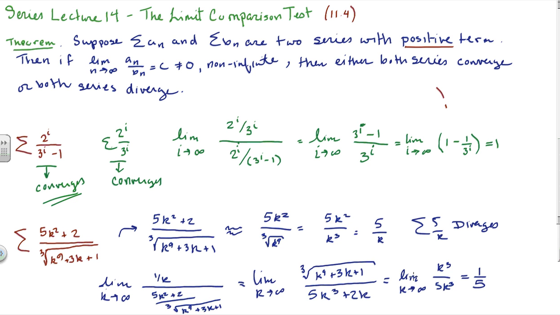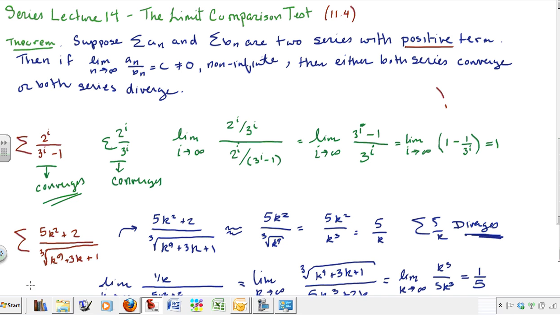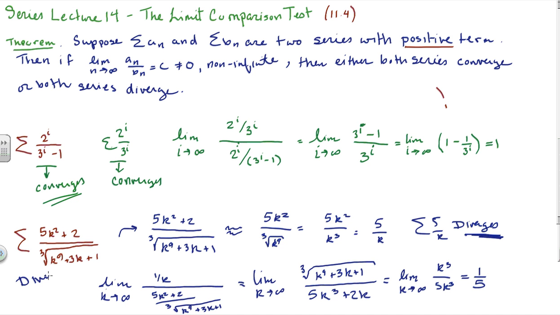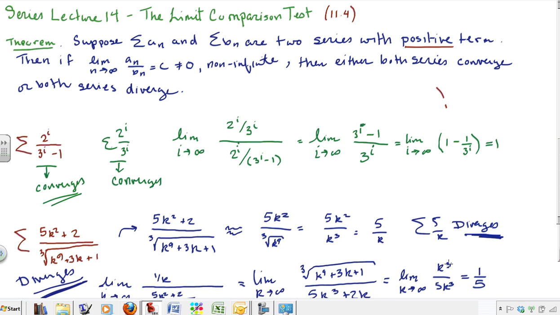We knew we were going to get something like that. We sort of chose it to work that way, right? But anyway, what does that tell us? Since this diverges and the limit was non-zero and finite, this also diverges. Okay, this is a good place to stop.